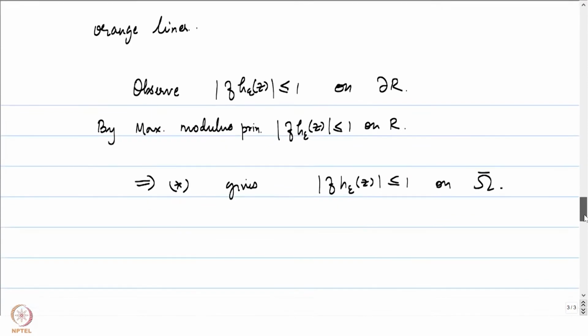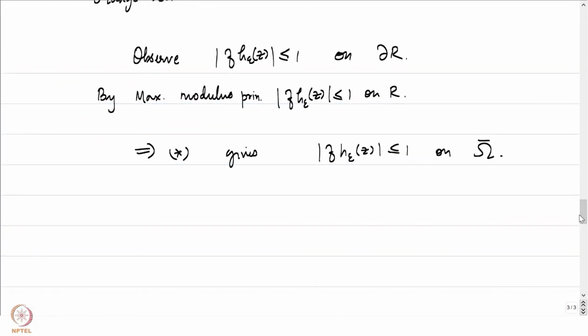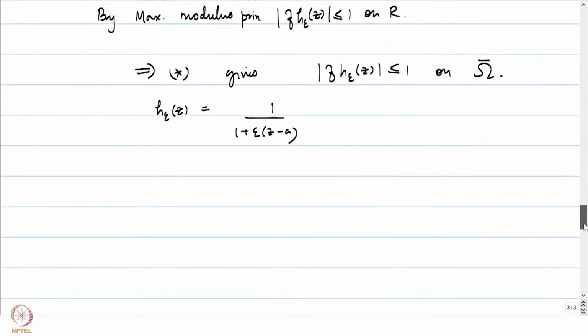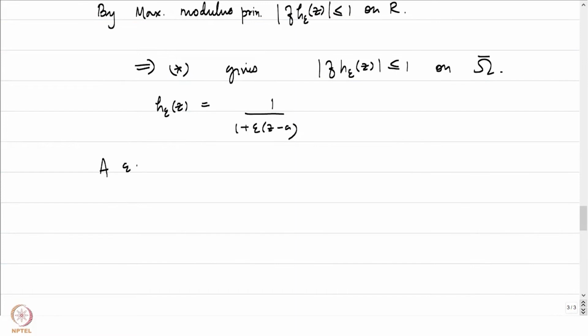But now if you notice, for each z in omega, what was h epsilon? H epsilon of z is equal to 1 by 1 plus epsilon times z minus a. And as epsilon goes to 0, h epsilon goes to 1, and hence f times h epsilon of z converges to f of z. For every z in omega and for every epsilon positive, we have this. This tells us that the absolute value of f of z is less than or equal to 1.